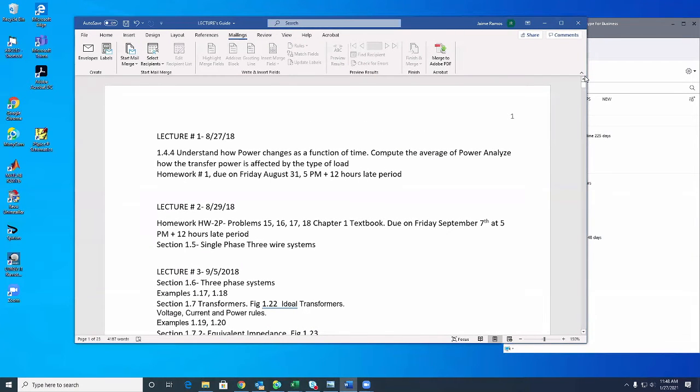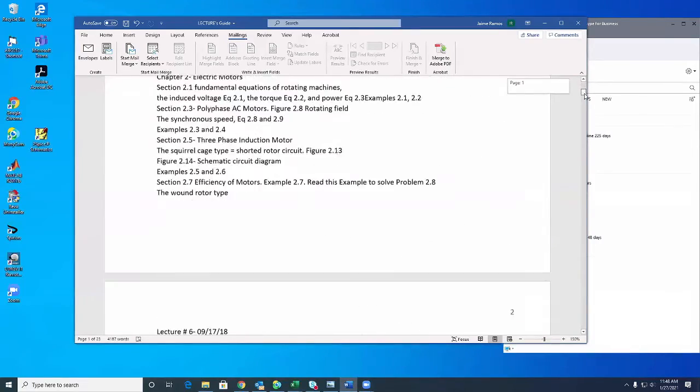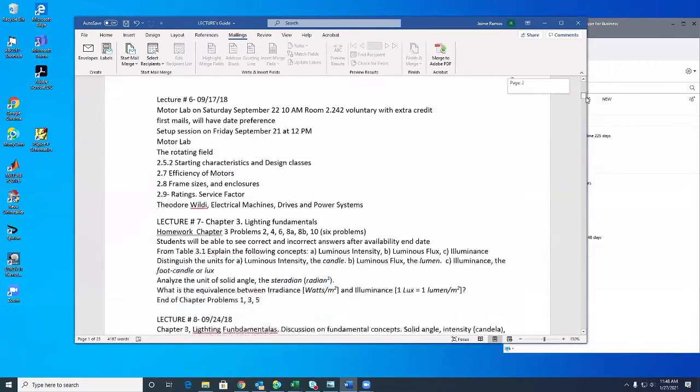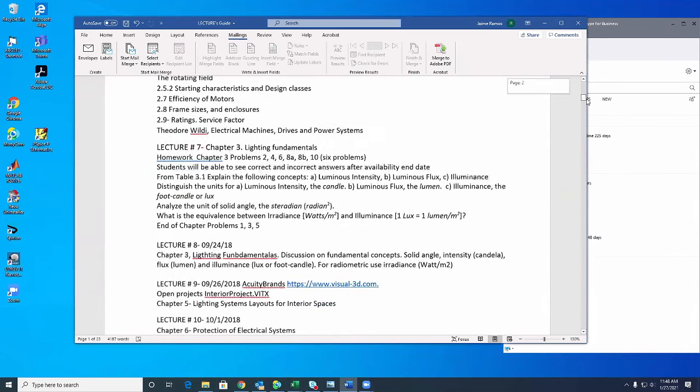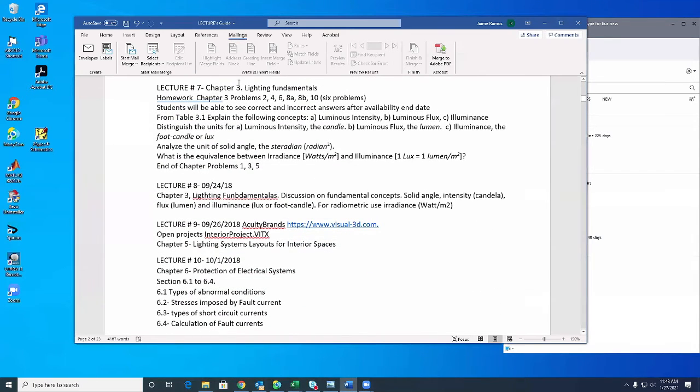So if we do some type of review of what we've been discussing, we can use this document. So let's start with the light sources. So I go to page 2. So here are lighting fundamentals. And then explain the following concepts. So look, lighting fundamentals. So table 3.1.